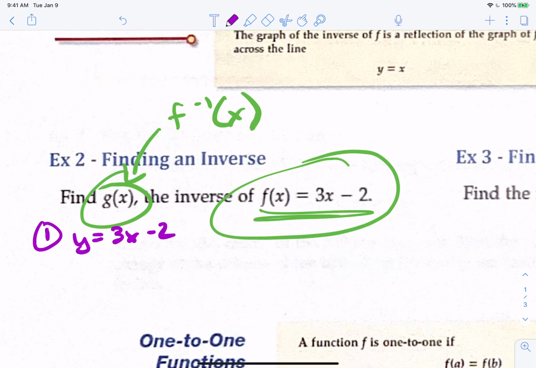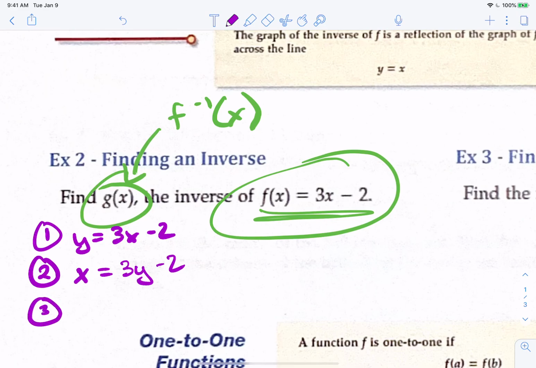Now, a lot of people skip step number 1 and go straight to step number 2 because in their head, they can switch the x and the y around and change the f of x to y at the same time, right? So if we switch the x and the y around, this will be x equals 3y minus 2. Okay. Step number 3 is where we solve. Step number 3 is the longest of the 4 steps. Everything else you're just renaming.